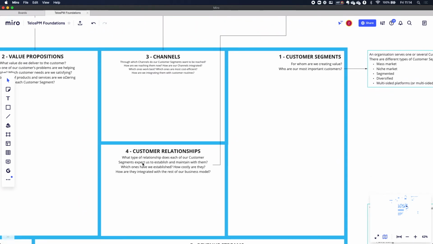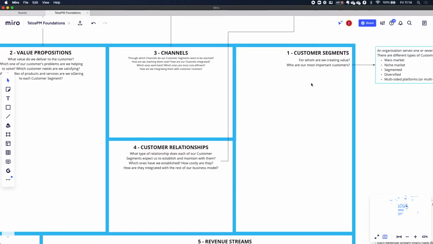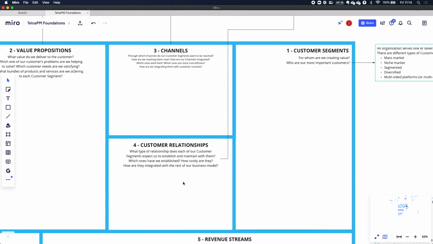What relationship does each of our customer segments expect us to establish and maintain with them? So understanding, again, who's your customer? Do they need a lot of hand holding? Are they very high touch, or are they like hands off? So what kind of relationship are we going to have to establish with them?